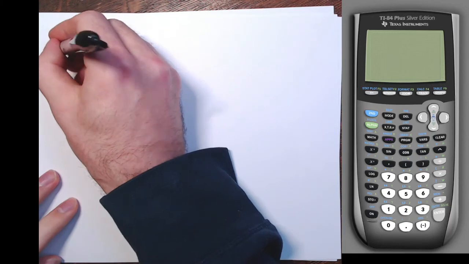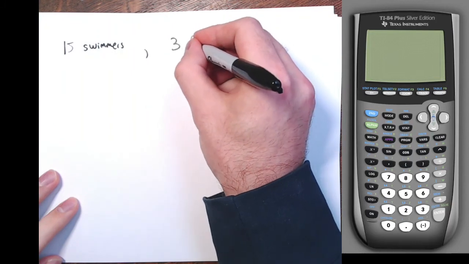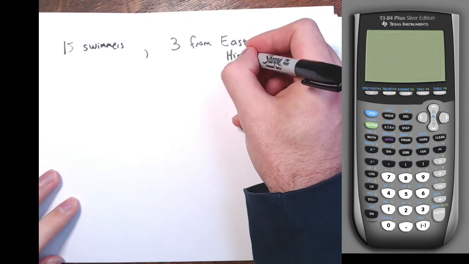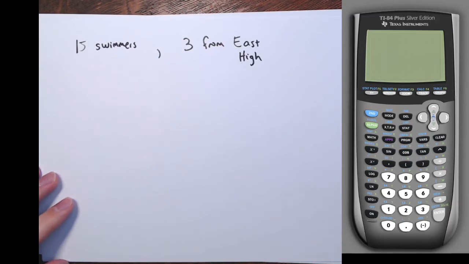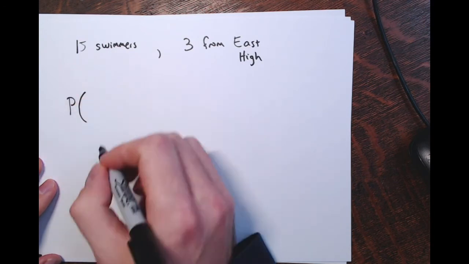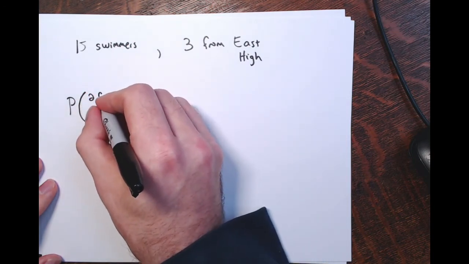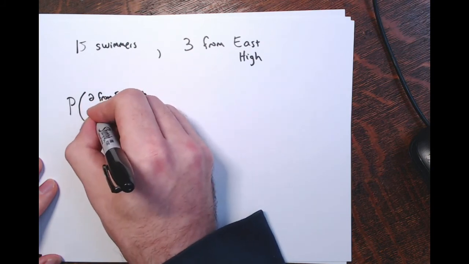All right, so I'm going to paper here. It said there were 15 total swimmers. 15 swimmers, and 3 of them are from this East High School. Let me get rid of the calculator here for a second. We're asked to find the probability that 2 of these 3, 2 from East High School, finish first and second.